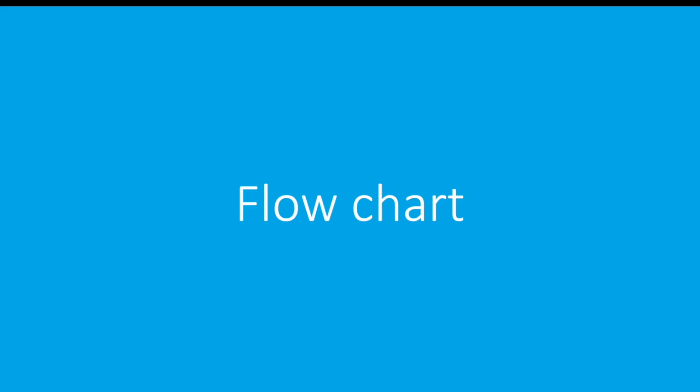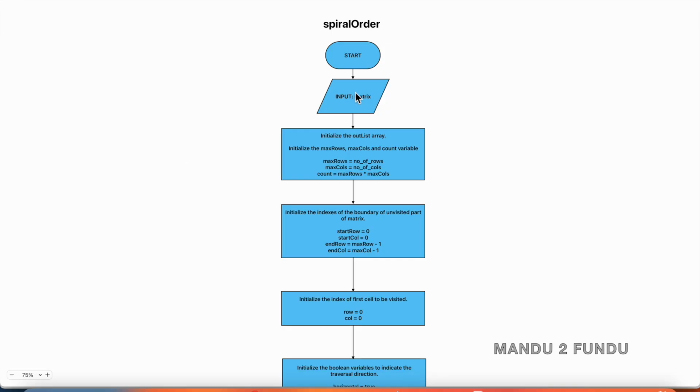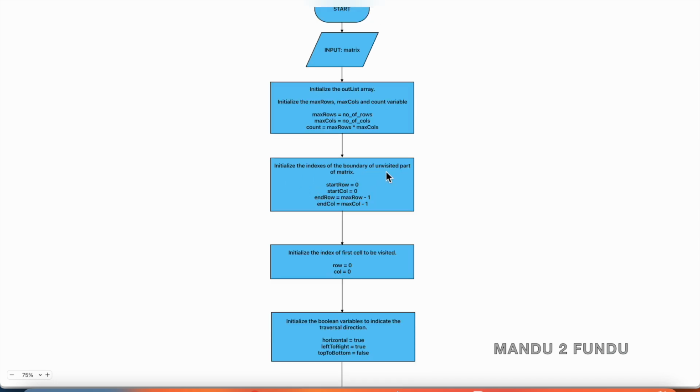Let's look at the flowchart. Input for this procedure is a matrix. First, we initialize the out list array, and then initialize the max row and max columns and the count variable. The count variable contains the total number of elements in the matrix. Next, we initialize the boundary of the unvisited part of the matrix. Start row is initialized with the row index of the top left cell. The start column is initialized with the column index of the top left cell. And the end row is initialized with the row index of the bottom right cell.